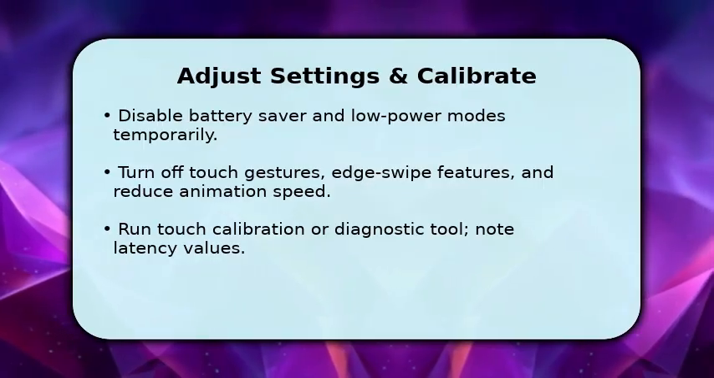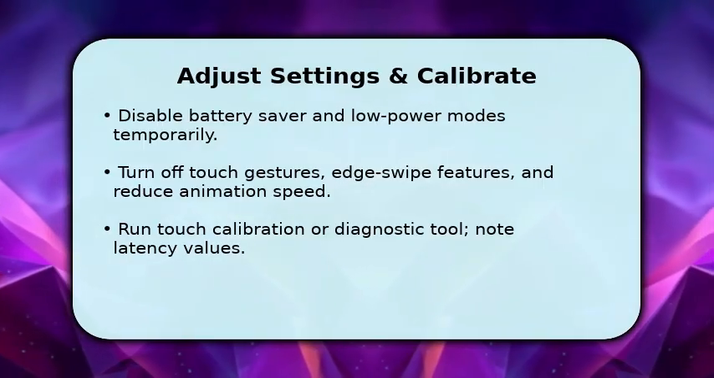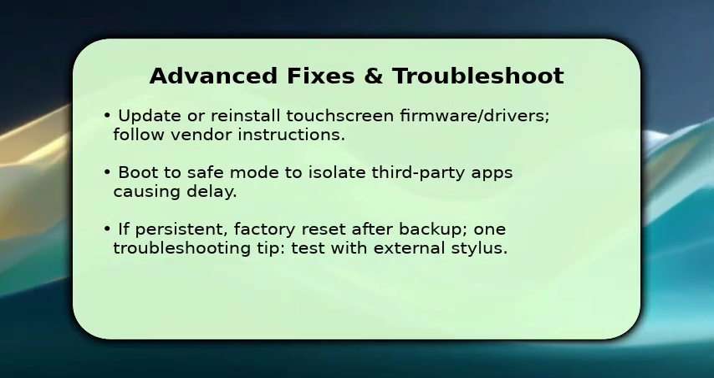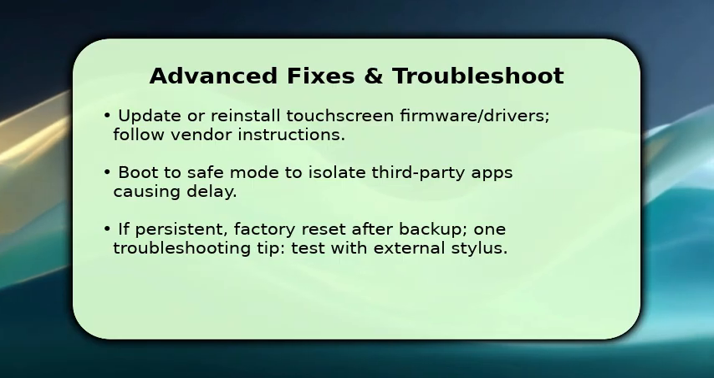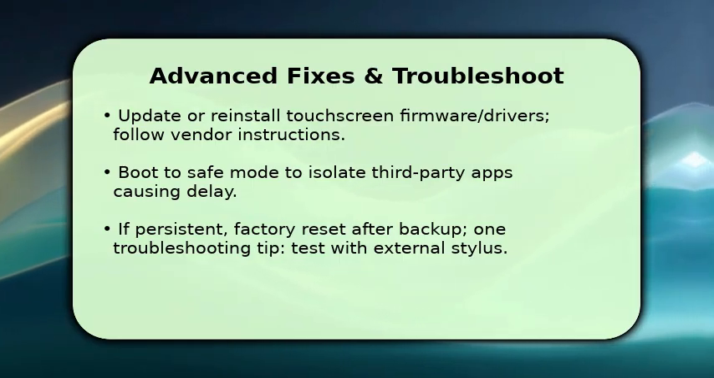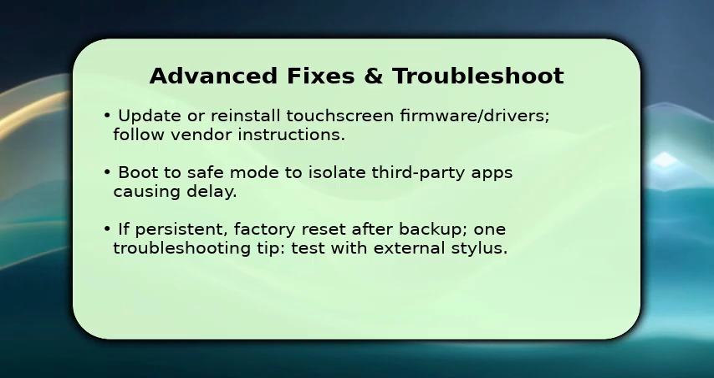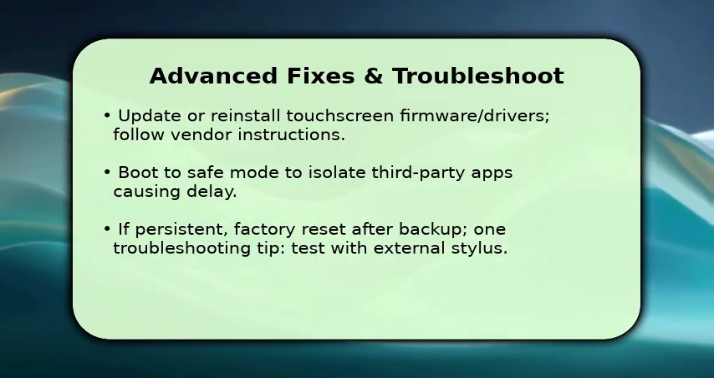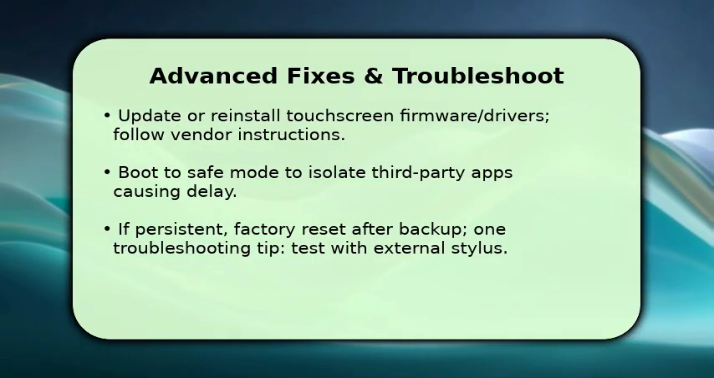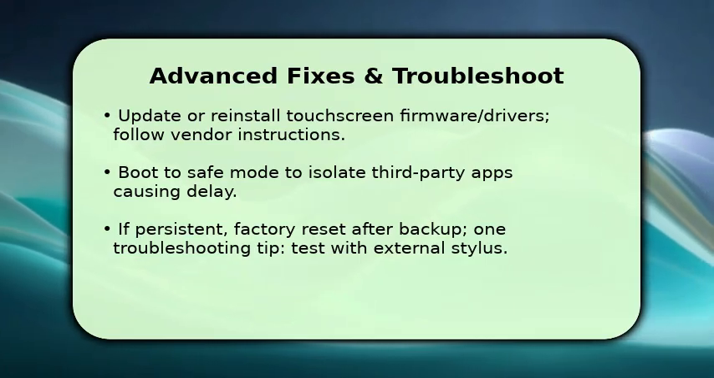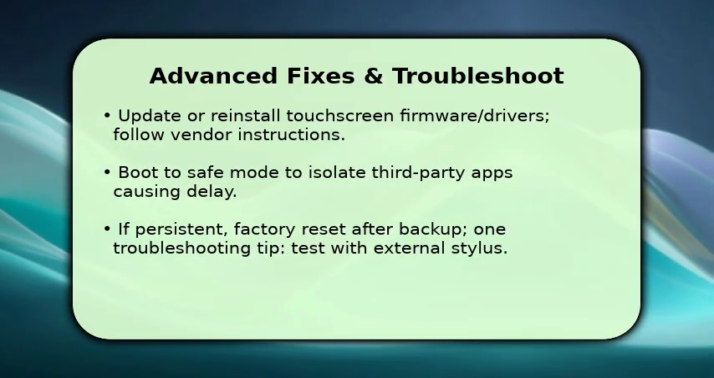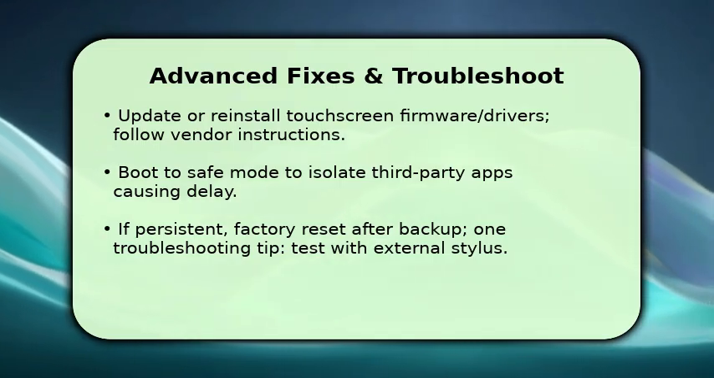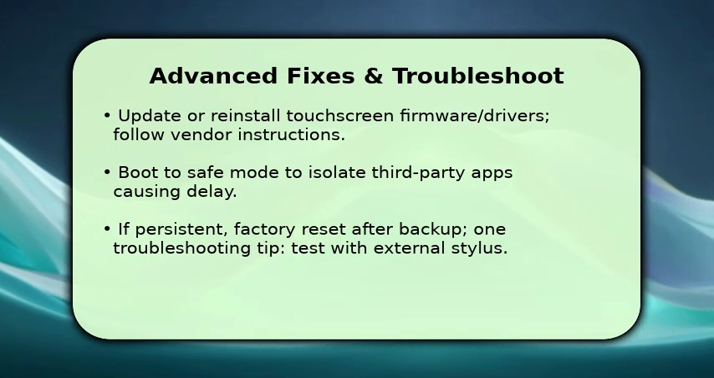For persistent delay, you move to firmware and app isolation. Update or reinstall touchscreen firmware or drivers per the manufacturer's instructions because corrupted firmware can add latency. Once done, boot into safe mode to see if third-party apps are the culprit. If latency drops, uninstall recent apps. If issues persist, back up your data and perform a factory reset as a last resort. One key troubleshooting tip: test with an external stylus or known good screen to distinguish.